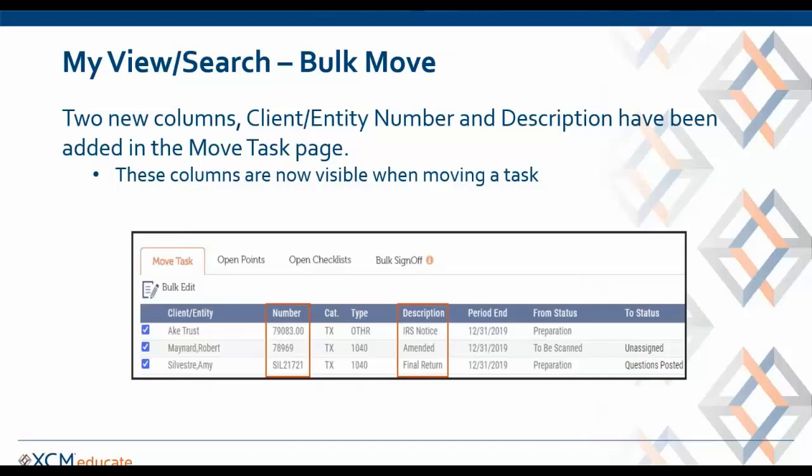Next, we have a bulk move. We have two new columns that are now visible when moving tasks. One is the client entity number, and the other is description. So when you're moving tasks, you're going to find that the number and description are now visible. Again, this is just here to make it easier for you when you're working with your tasks in bulk, so you can see exactly what you are looking at.